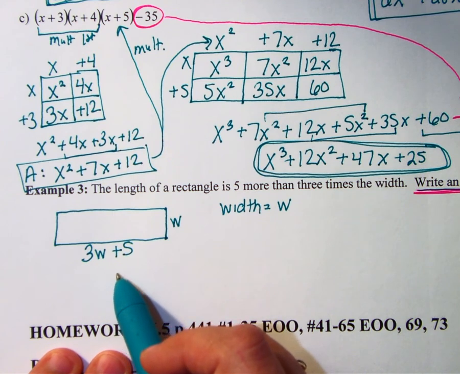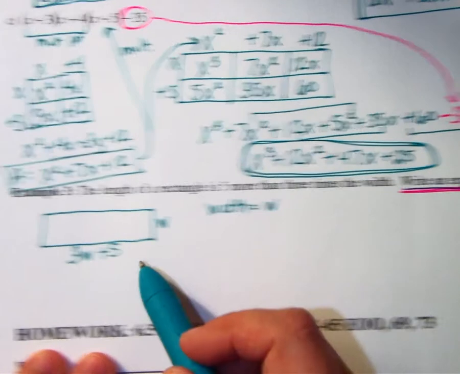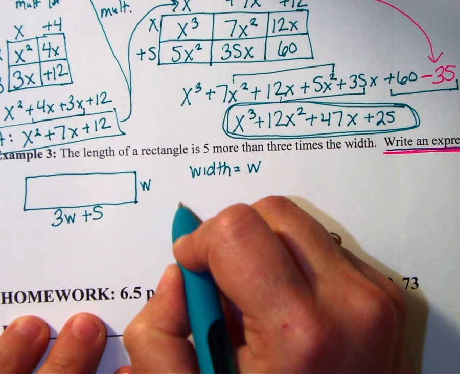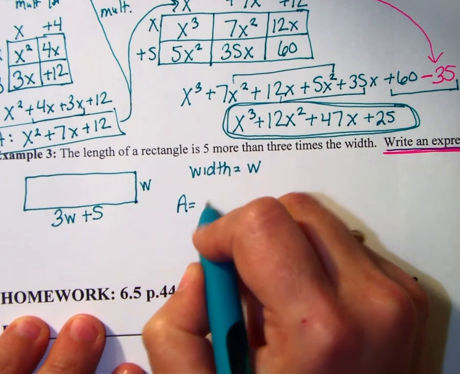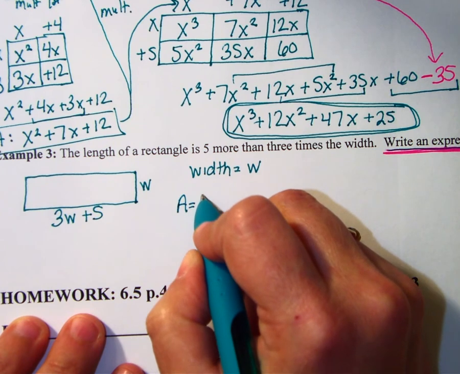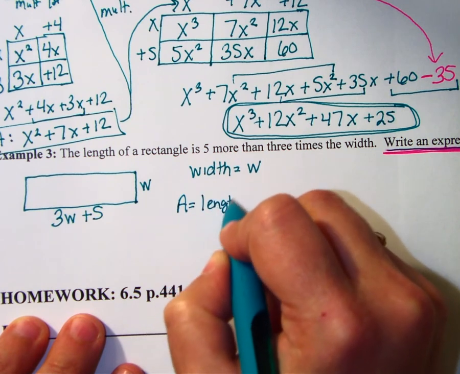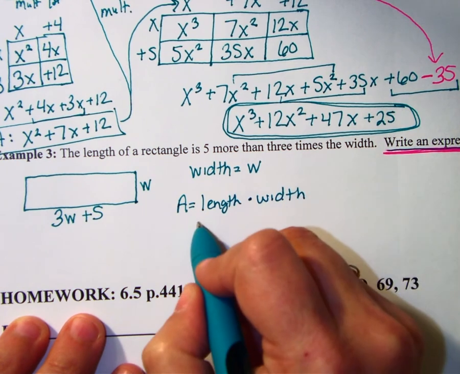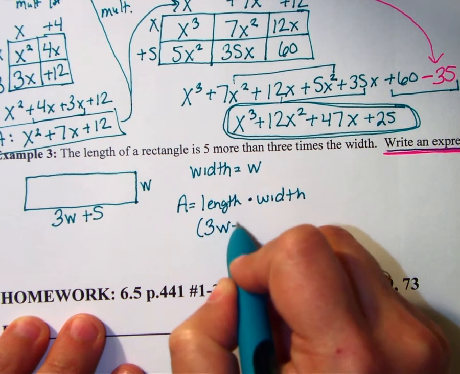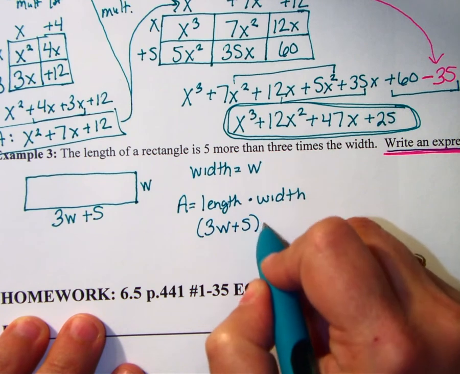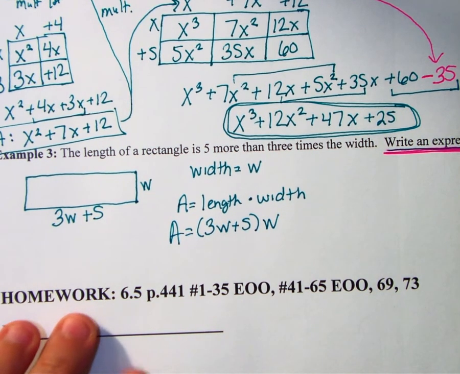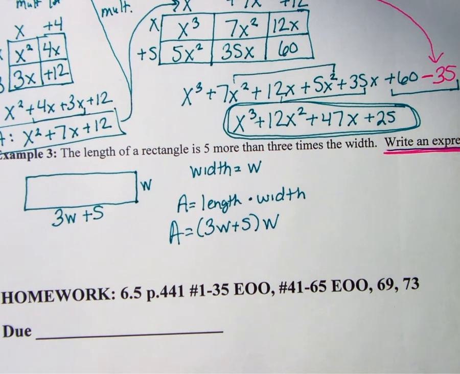Isn't that nifty? So the next thing we need to know is, it says write an expression for the area. Area of a rectangle or any parallelogram at all is length times width. Length times width. In this case, the length is 3W plus 5, and the width is W. Area. Now all we have to do is simplify it.